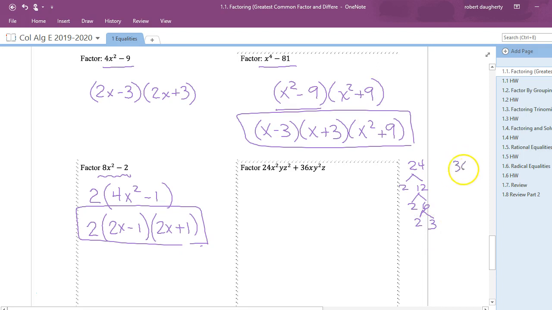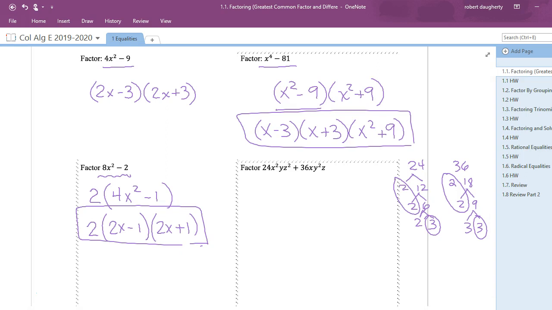36 is 2 times 18. 18 is 2 times 9, and that's 3 times 3. So what do they have in common? I see a 3 here and a 3 here. I see two 2's over here, and two 2's over here. So that's 2 times 2, that's 4. That's 4 times 3. So 12 is a common factor. You might have gotten that just by looking at them. This is 12 times 2 and 12 times 3. So 12 is my common factor.